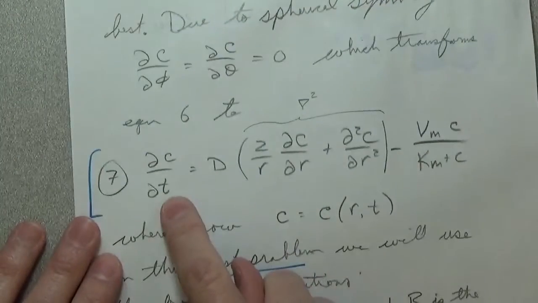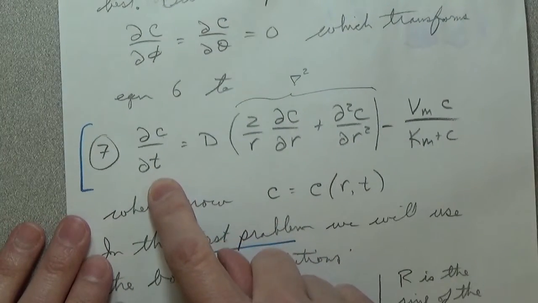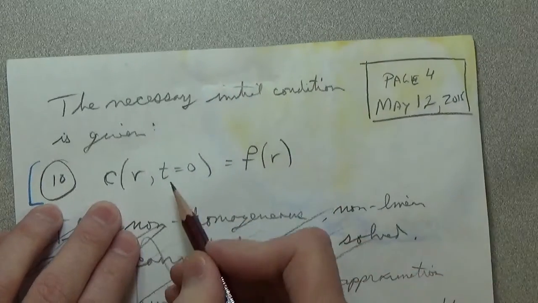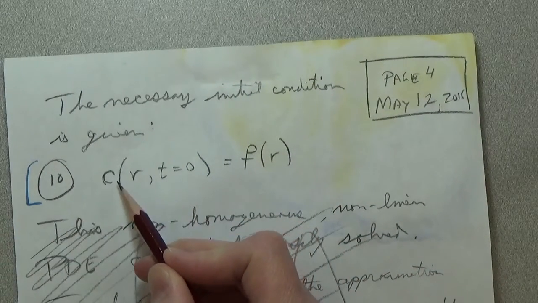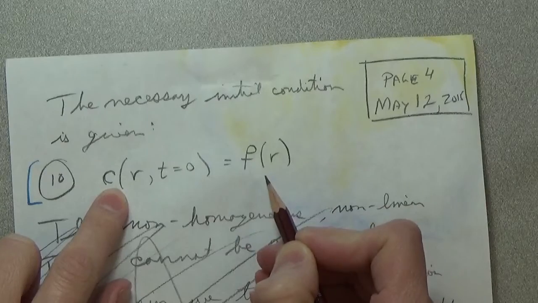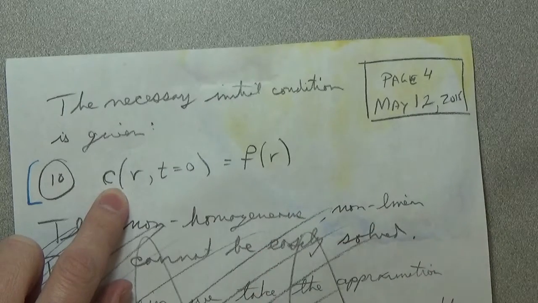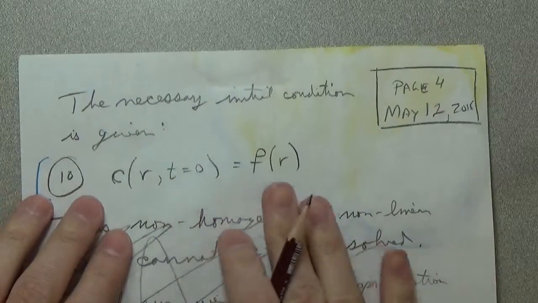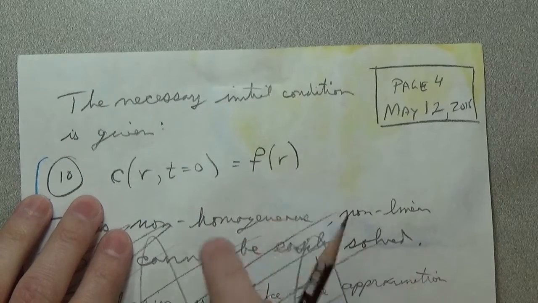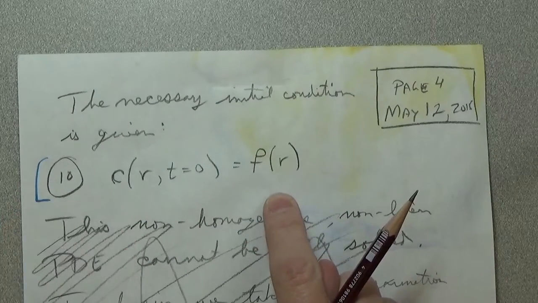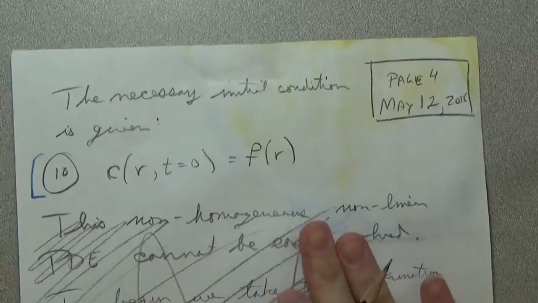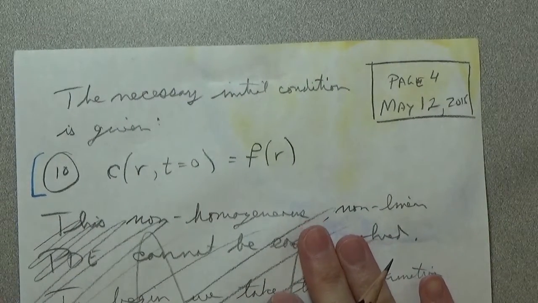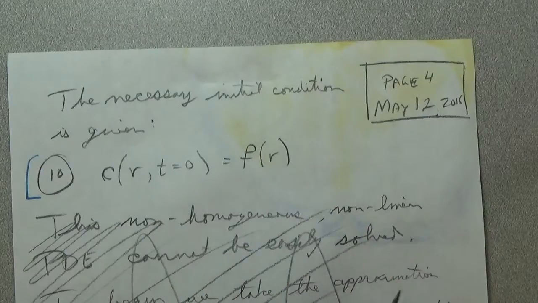Now, if you have a time derivative in your partial differential equation, that means that you need an initial condition. And our initial condition is that at t equals 0, C as a function of r is equal to some f(r), just some function. We can set that to 0 or whatever, but I want to set this up in the most generic fashion possible, and that means that we want to write it out this way. Okay, so we've got our differential equation. We have two boundary conditions and one initial condition.